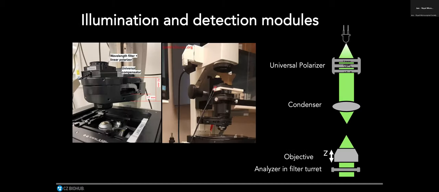This is what the hardware looks like as implemented on a couple of different commercial microscopes. The polarization modulator goes in the illumination path, and one needs an interference filter, a linear polarizer, and then the universal compensator. So it's a very simple addition to the microscope. Then you add an analyzer in the filter turret. And if you have a motorized Z stage, then you're really set up to do these types of measurements.